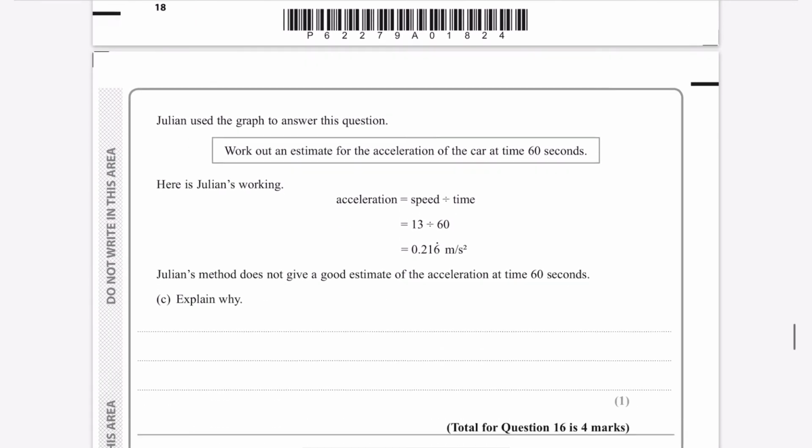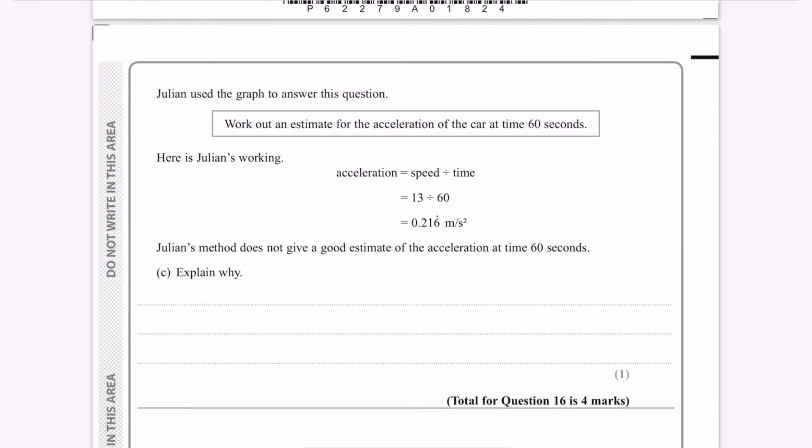Okay, Julian used the graph to answer this question. Work out an estimate of the acceleration of the car at time 60 seconds. Here is Julian's working. Acceleration equals speed divided by time. So they did 13 divided by 60 and then got the answer. Julian's method does not give a good estimate of the acceleration at time 60 seconds.